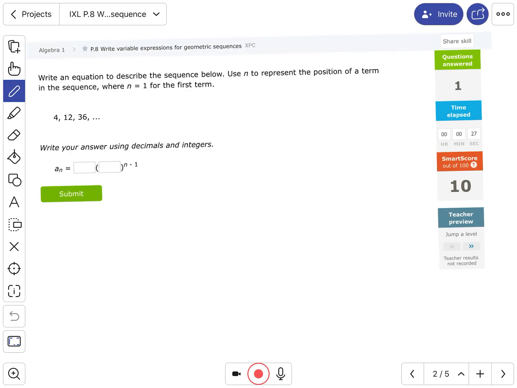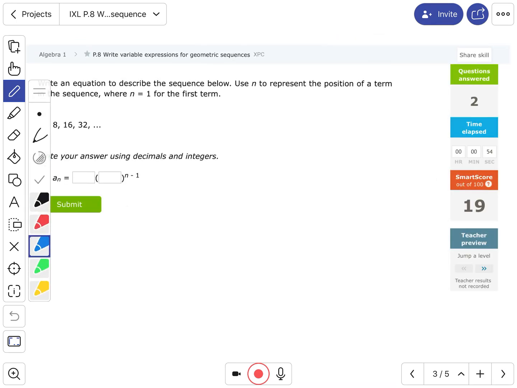Okay, let's look at another one. Again, this is our first term, or your initial value, right here. So that is going to be 4 in the first spot. And then this here is going to be your multiplier. So 4 times what is 12? Well, that's times 3. Is this the same here? 12 times 3 equals 36? Yes. So that will make this 3.